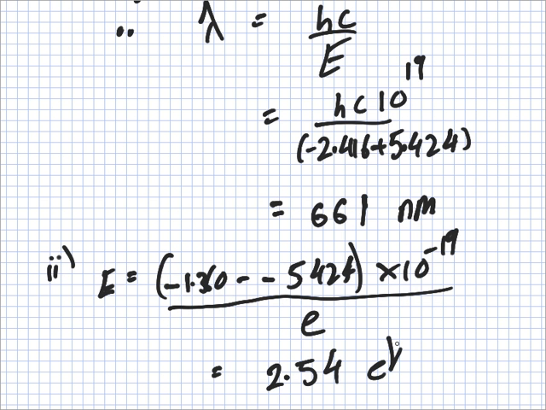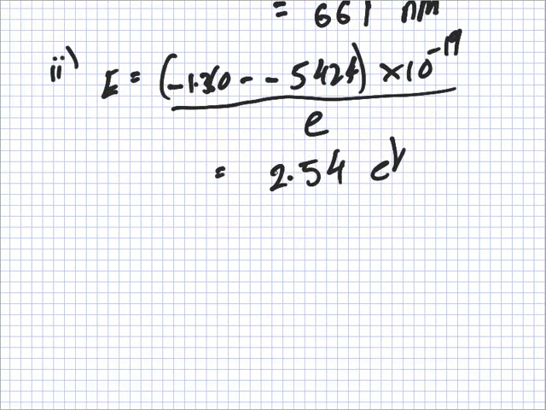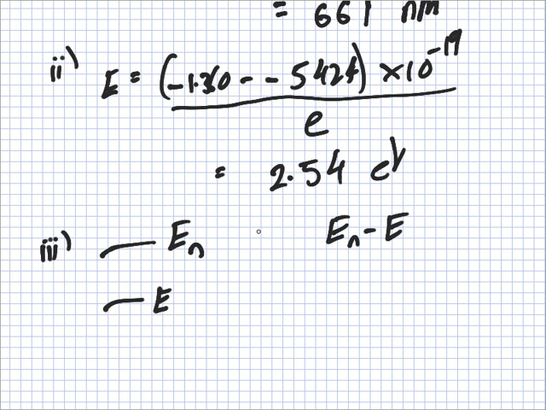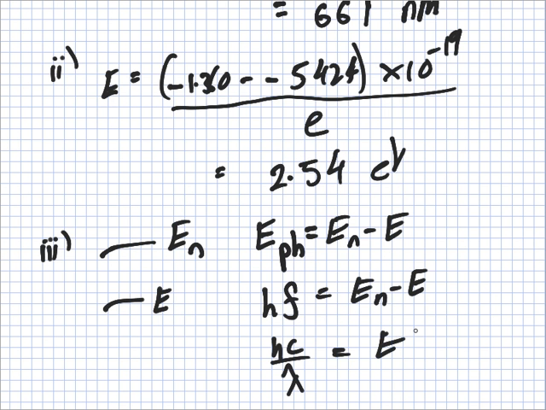Explain why transitions to the E1 level will result in spectral lines in the UV region of the electromagnetic spectrum. So they want to know why when the electron jumps to E1, it will release a UV. Well, just think about it like this. Here is E1, and here is En, we'll say. This one's bigger, this one's smaller. So if I do En minus E1, that's the energy of the photon. But we know that's equal to HF. So that is HC over lambda equals En minus E1.